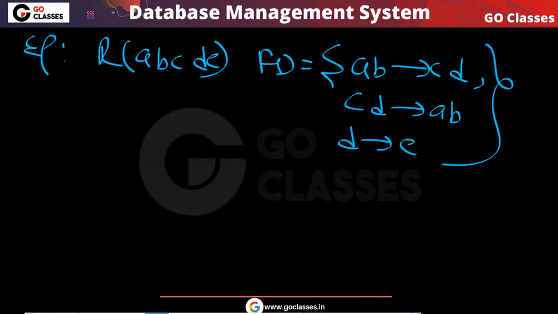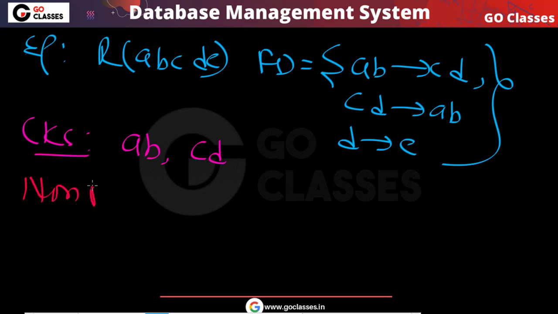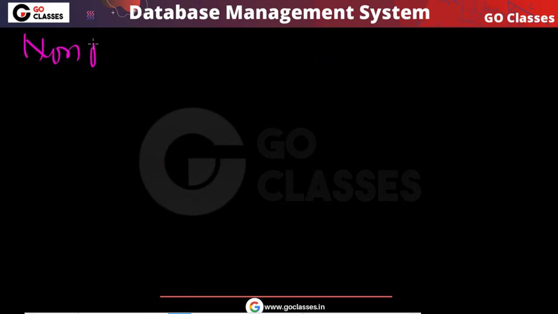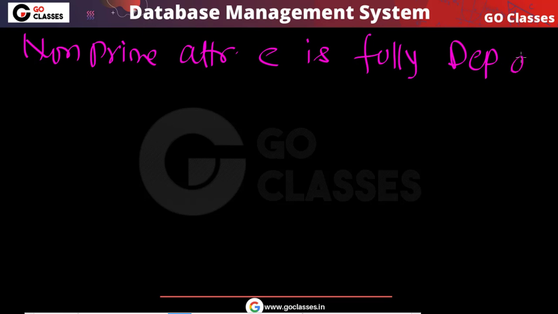Okay, so this is the example. First you find the candidate keys. You can notice AB is a candidate key, CD is a candidate key. These are the candidate keys that we have. Now notice the non-prime attributes. Here the non-prime attribute is E, and you can notice this E is fully dependent on candidate key AB.